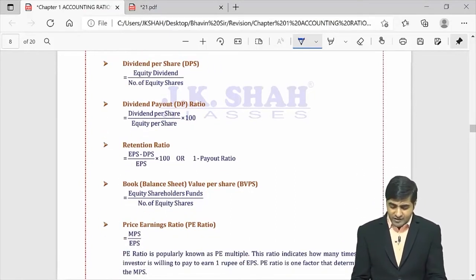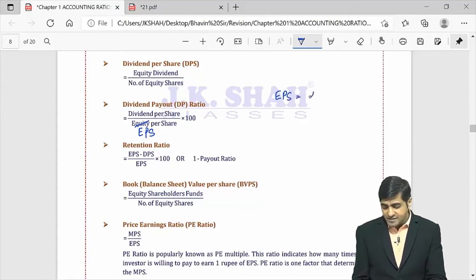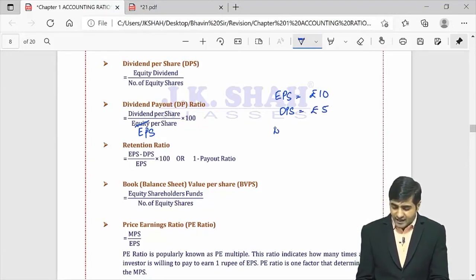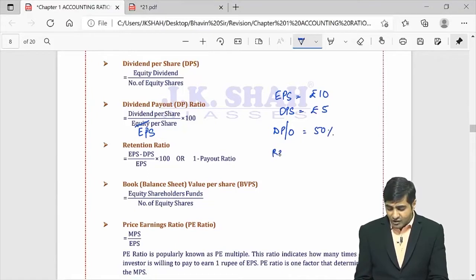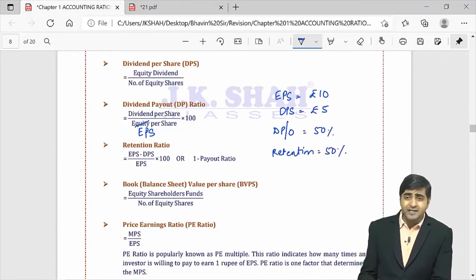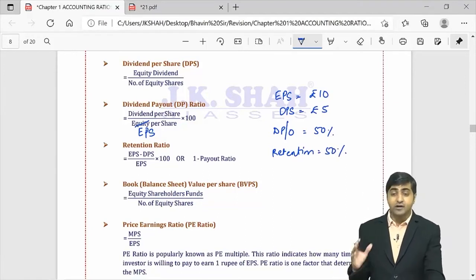Dividend payout ratio. Now let's say for example, we have your earning per share as rupees 10 and suppose your dividend per share is rupees 5. So can I say that your dividend payout is nothing but 50%? So automatically your retention will be how much? That will be 50%. So 1 minus dividend payout ratio will also give you the retention.